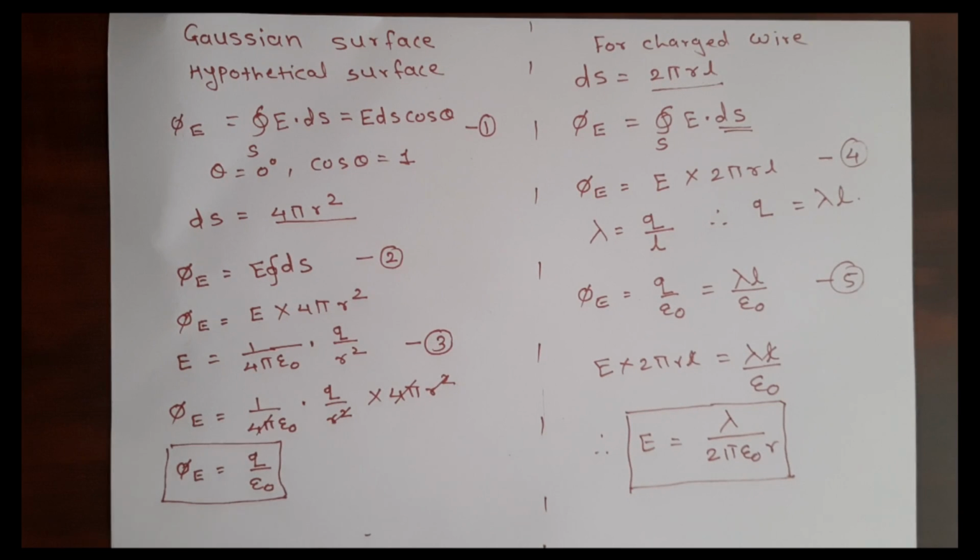So Gaussian surface is used to find the electric field intensity of a given symmetry.